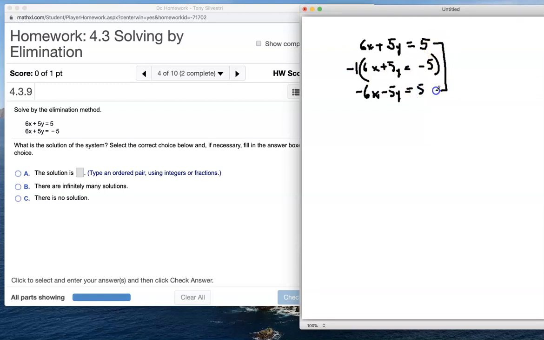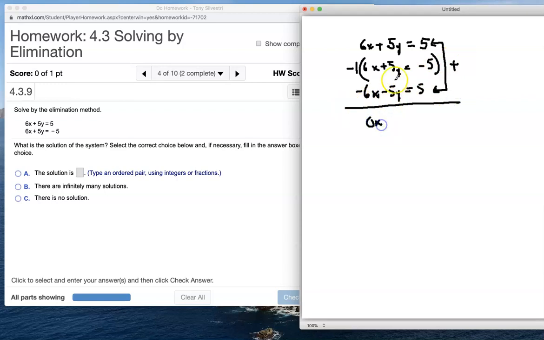Now let's add these two equations. So the whole idea behind elimination is you can multiply an equation by a number. As long as you multiply that equation, both sides, by that number, you still have basically the same equation. And then you can add equations like I'm doing here. So I multiplied this by -1 to come up with something. And the whole idea, I wanted to get rid of the 5y. 6x plus a -6x. Wow.